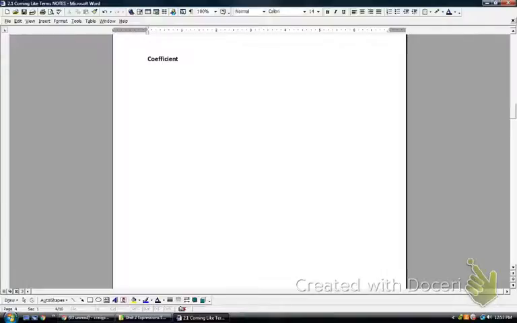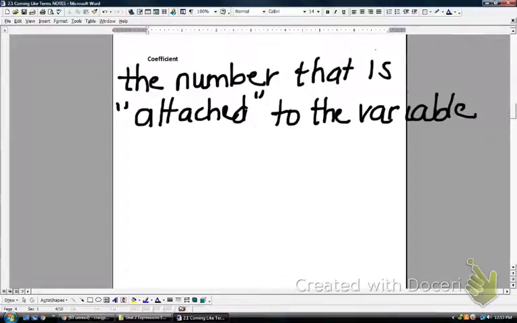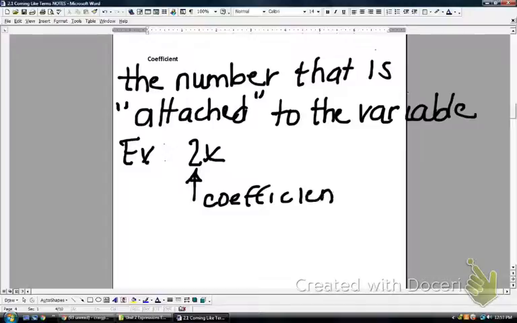Our next vocabulary word is coefficient, and coefficient is the number that is attached to the variable. So go ahead and write that down. And I put attached in quotation marks. That is not a math word. So let's look at an example. So we have 2x. The number that is attached to the variable is the 2. This is the coefficient. And when we have a number and a variable stuck together, like it is here with no sign in between, that means multiply. So this is really 2 times x.